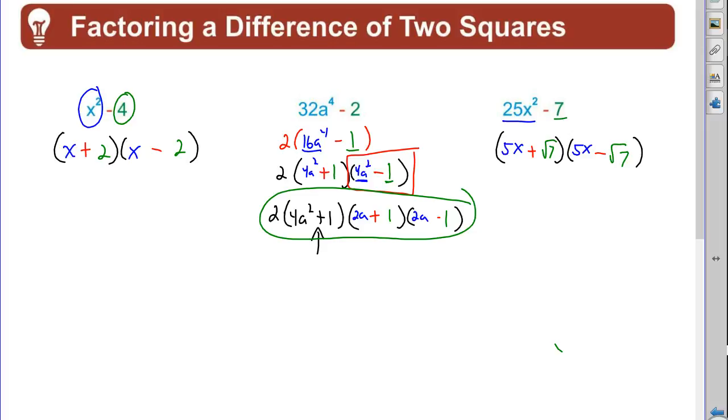Always look for common factors. If they're there, factor them out first. Then 2 parentheses, plus in the middle of one, minus in the middle of the other. Square root of the first or the front goes in the front. Square root of the back goes in the back. All right, and there you go.